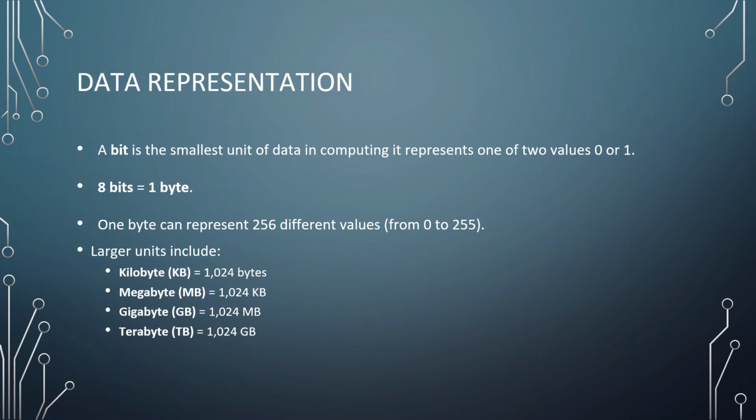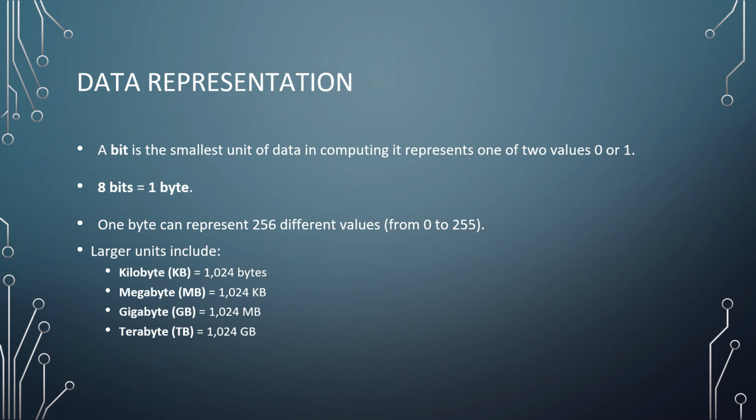In this slide, we'll see how the data is represented. A bit is the smallest unit of data in computing. It represents one of two values, 0 or 1. 8 bits is equal to 1 byte. 1 byte can be represented in 256 different values, from 0 to 255.